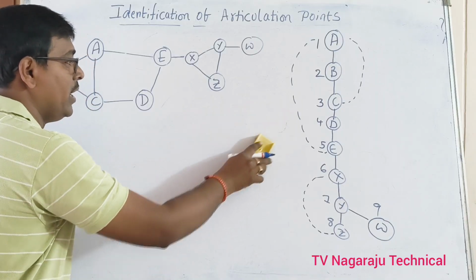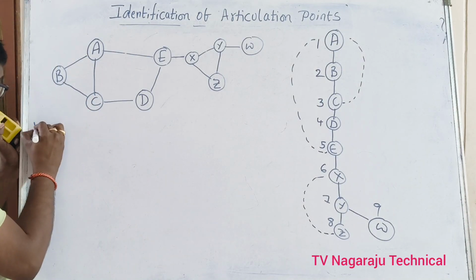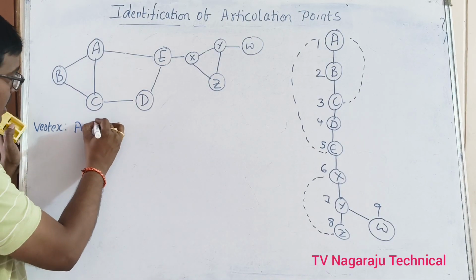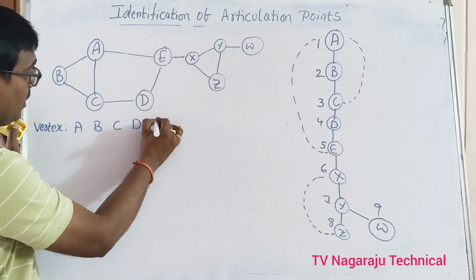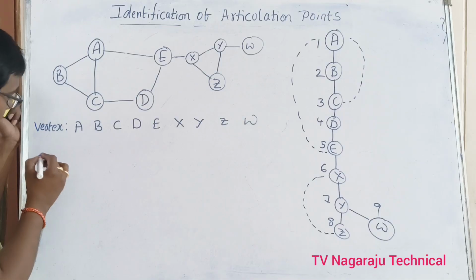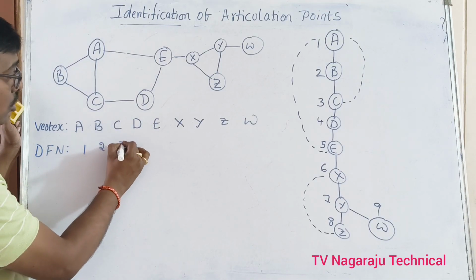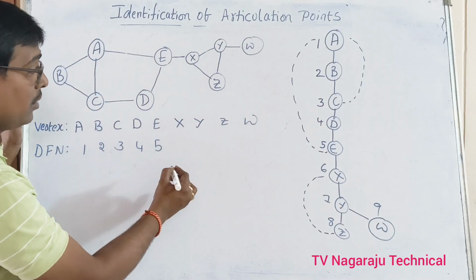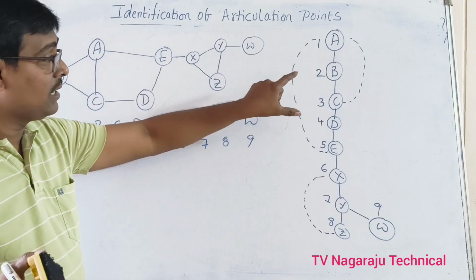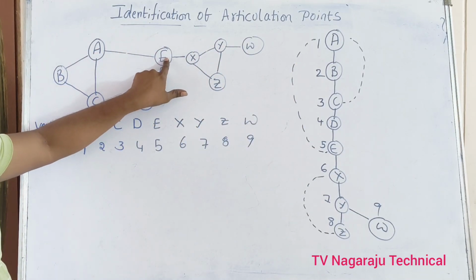After that you need to calculate the low value. Before that, for easy understanding, I have written a table with the vertices A, B, C, D, E, X, Y, Z, W. These are my vertices, and the DFN numbers are 1, 2, 3, 4, 5, 6, 7, 8, 9. Again I am repeating, the order is not the same for all. Suppose after A you move to E, that is also not a problem.